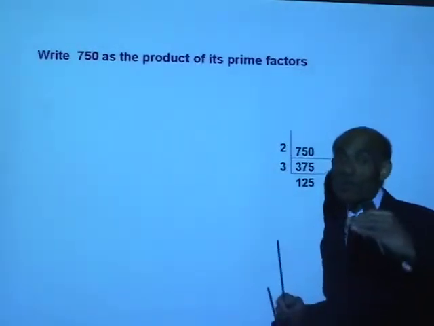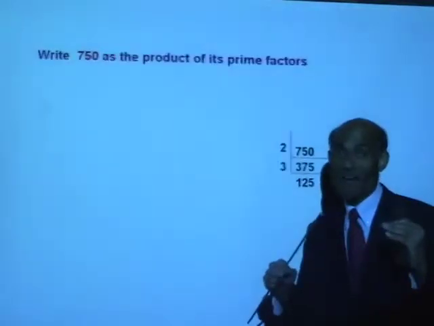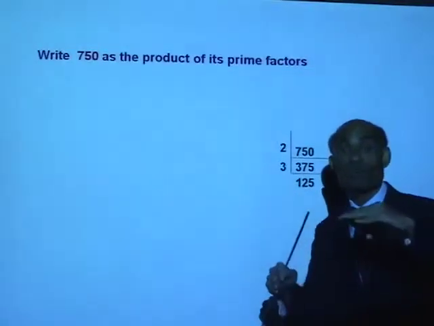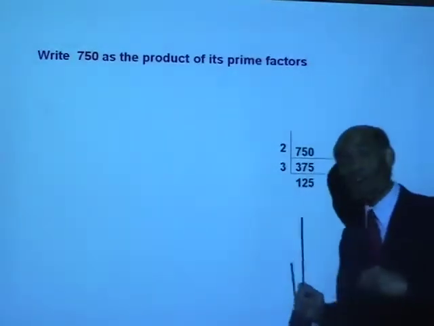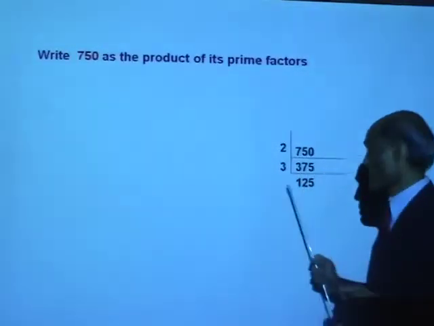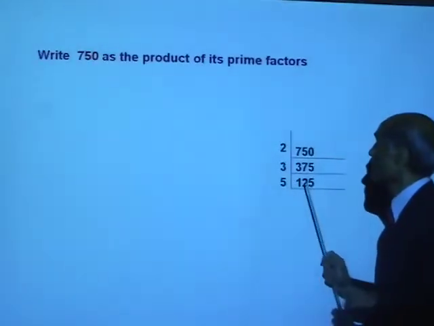What is the next one you try? Well, if a number cannot be divided by 2, it cannot be divided by 4. So you don't even have to try it. Can 125 be divided by 5? Yes. So, divide by 5. What is 125 divided by 5?